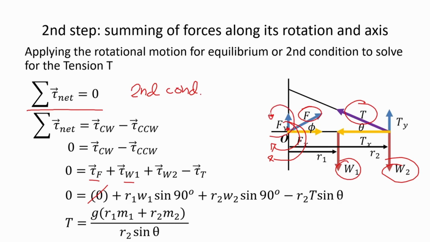Then we expand the equations and see that the angles between the lengths R1 and R2 with the weights W1 and W2 are the same, which is 90 degrees. The sine function of 90 degrees yields a value of unity, or 1. So we can simplify the equation for the tension as shown here. However, the angle theta is unknown and we need to find it first so that we can solve for the value of T.